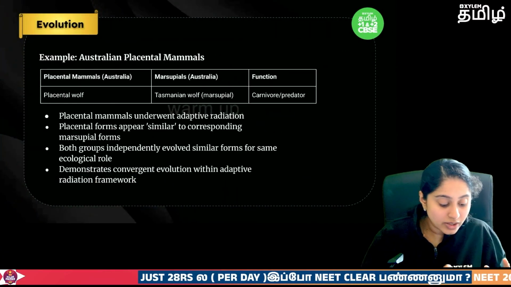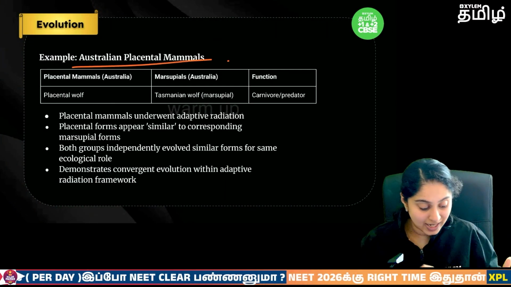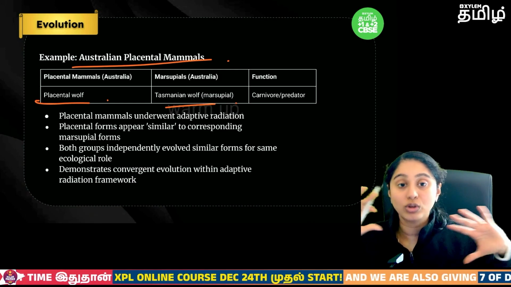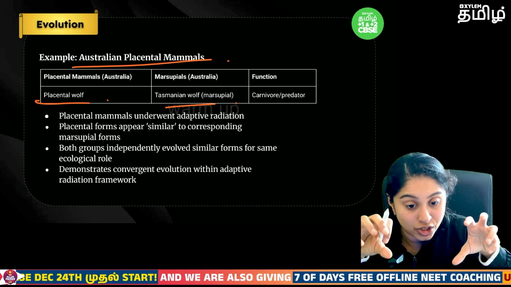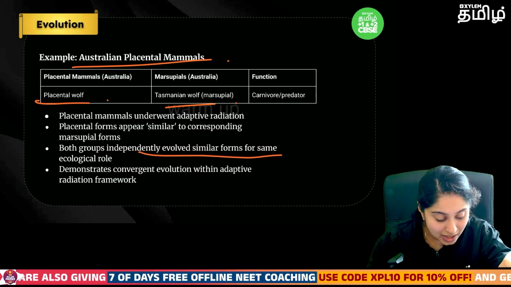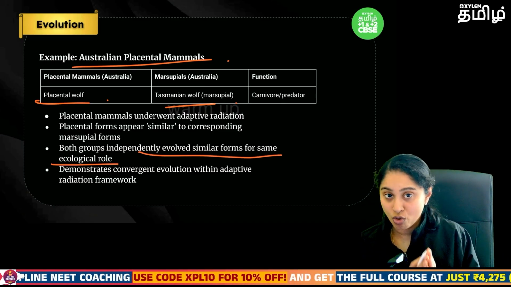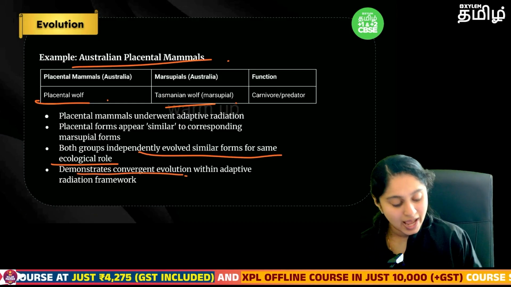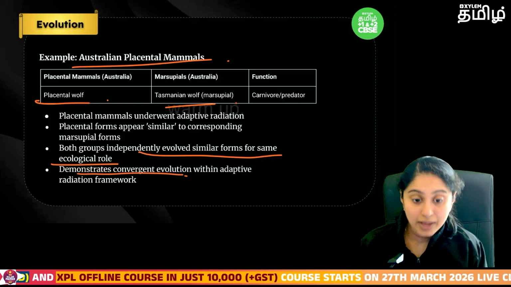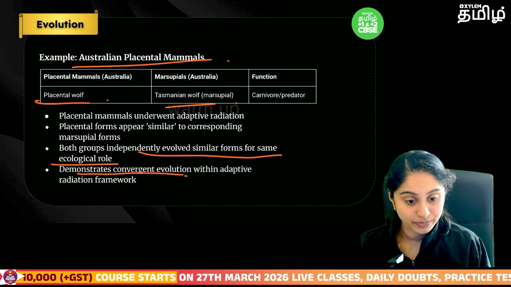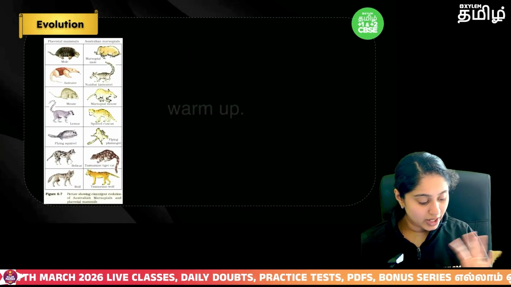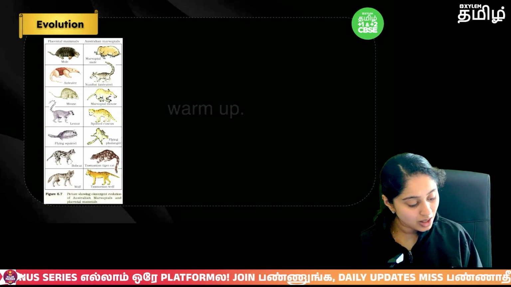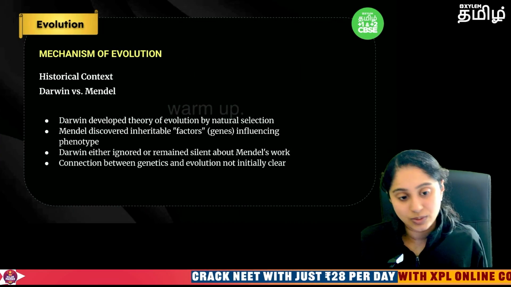Okay, so now continuing with the Australian marsupials and placental mammals. Like I said, there is the normal placental wolf and the Tasmanian wolf, both of them having a similar function. So they evolved similarly for the same ecological role, proving that they converged, which is convergent evolution within the same adaptive radiation framework. Understood, everybody? Now this is the list. So please remember which are the placental mammals and which are the Australian marsupials that were present.